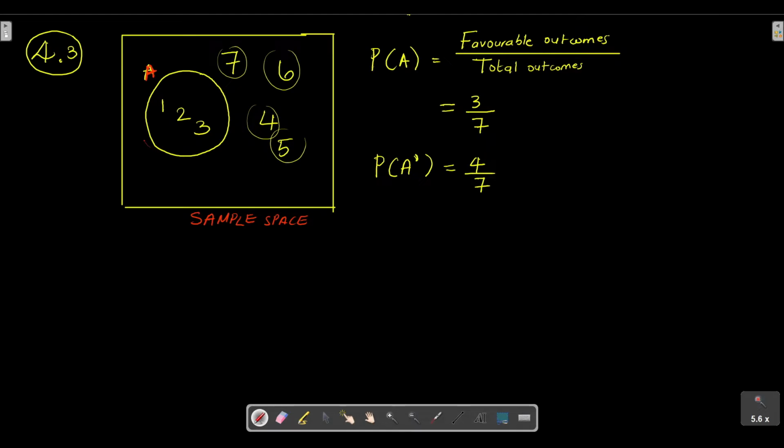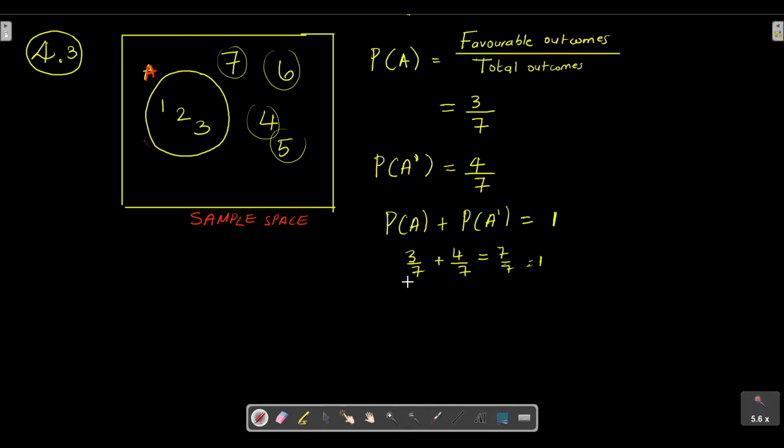Meaning that when you're working with complementary events, the probability of A plus the probability of your outcomes not being in A should equal 1. If you add the probability of A plus the probability of it not being A, you should get 1. You'll see that if we take 3 over 7 plus 4 over 7, you'll get 7 over 7, which is equal to 1.